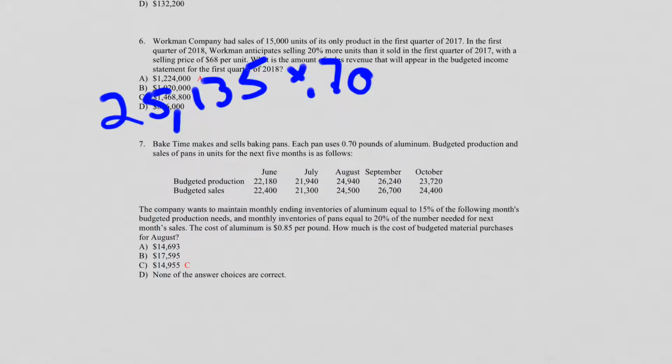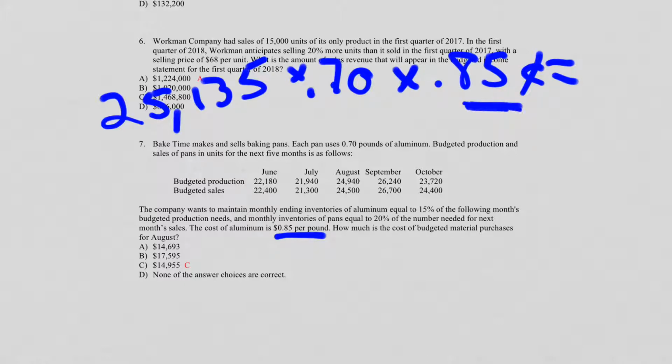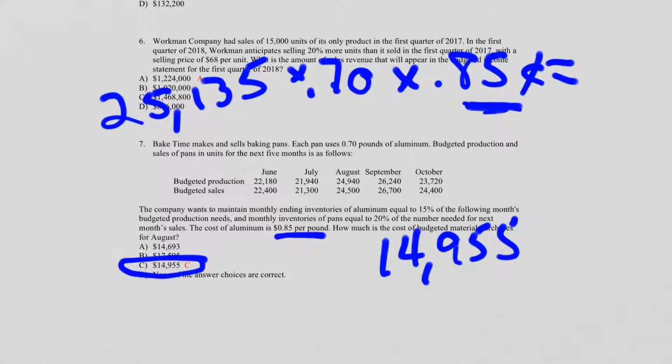Then we want to multiply it times the cost of aluminum per pound, and that'll be 0.85 cents. That'll get the monetary, or the pecuniary, part of the problem in there in that equation, because now we've got the dollars and cents in with this number here. So doing the math, 0.7 for the number of pounds of aluminum times the price per pound gets us to 14,955, and we see that that answer is the correct answer. That's what we were looking for.